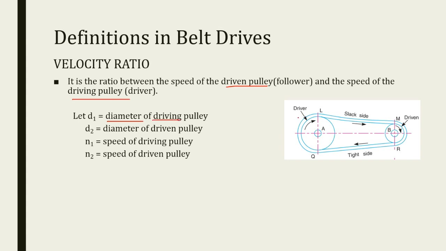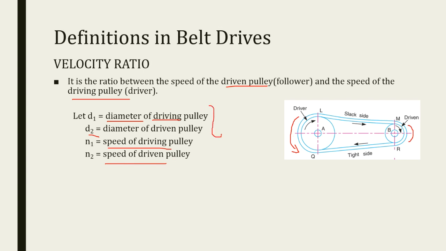So this is the driver pulley, and the diameter of the driver pulley has to be noted down, and then D2 is the diameter of the driven pulley. So the shaft which is at a particular distance from the driver pulley, the diameter of that driven pulley is to be noted down, and then you will be knowing the speed of the driving pulley. So N1 and N2 is known. Speed of the driving pulley as well as speed of the driven pulley will be known to you.